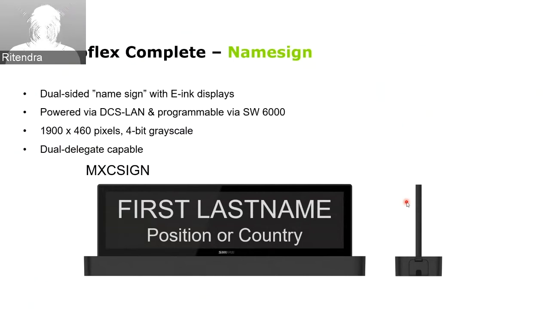Right? It works on e-ink technology. You can integrate with Software 6000, and it is dual delegate capable. So on the left side, it can show one delegate. On the right side, it can show another delegate.